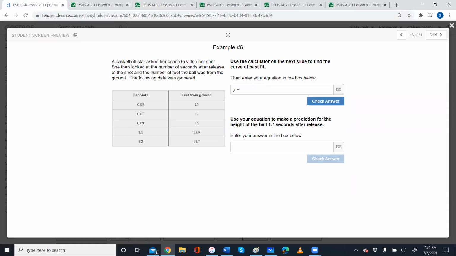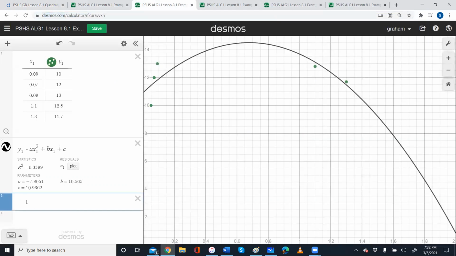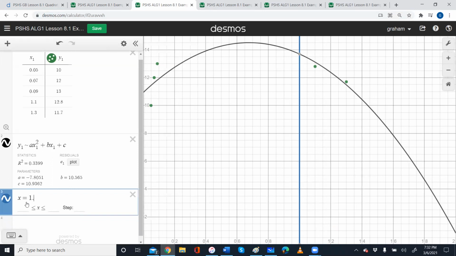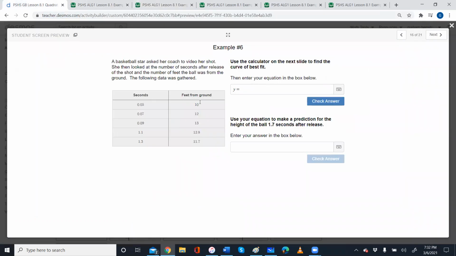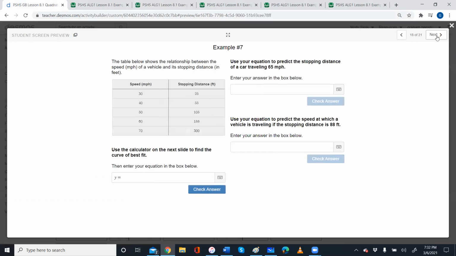Use your equation to make a prediction for the height of the ball 1.7 seconds after release. Now, technically, this is really 8.2, but as we're heading towards the end, we're going to start looking at this type of question. So notice seconds is your x value. So if we go back to this equation here, we can actually make that prediction. If we type in x equals 1.7, it will actually look where it crosses with the graph, and then you can make a prediction. So 6.34. And I just don't remember what the unit was for this. Oh, feet. So you can use that to figure out what that answer would be as well. Let's move on to the next one.